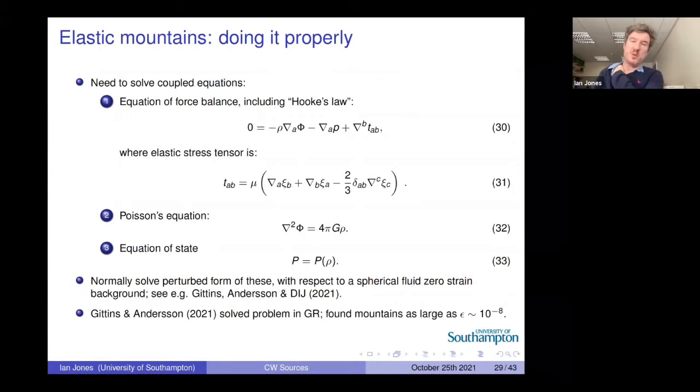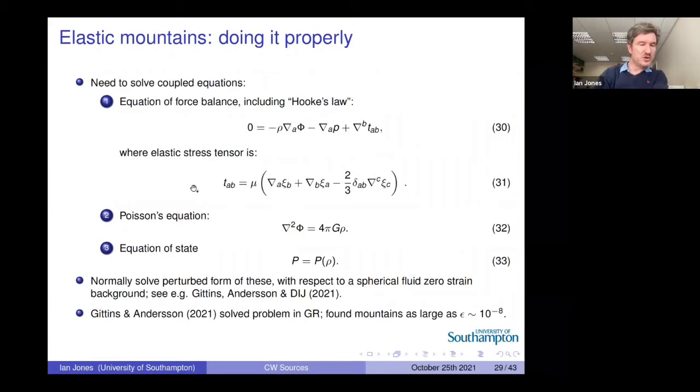If you really wanted to do this properly, then I've sketched out here how in Newtonian gravity you would do it. Equation 30 is just Newton's second law for a static object. So the left-hand side is 0, there's no acceleration. And the right-hand side are all the various forces that we've got. So the first term on the right is the force due to Newtonian gravity. Second term is the force due to pressure gradients. And the last term is the elastic force built out of the elastic stress tensor. So the shear modulus enters in that.